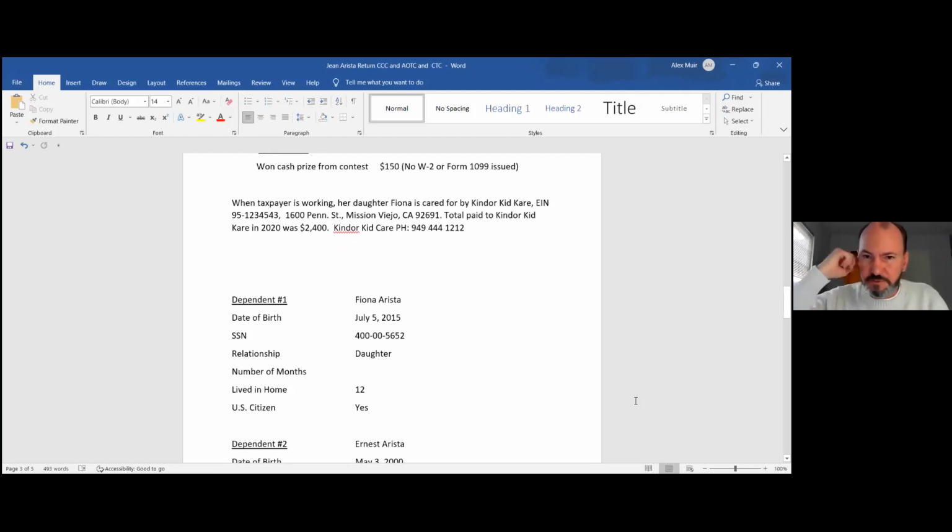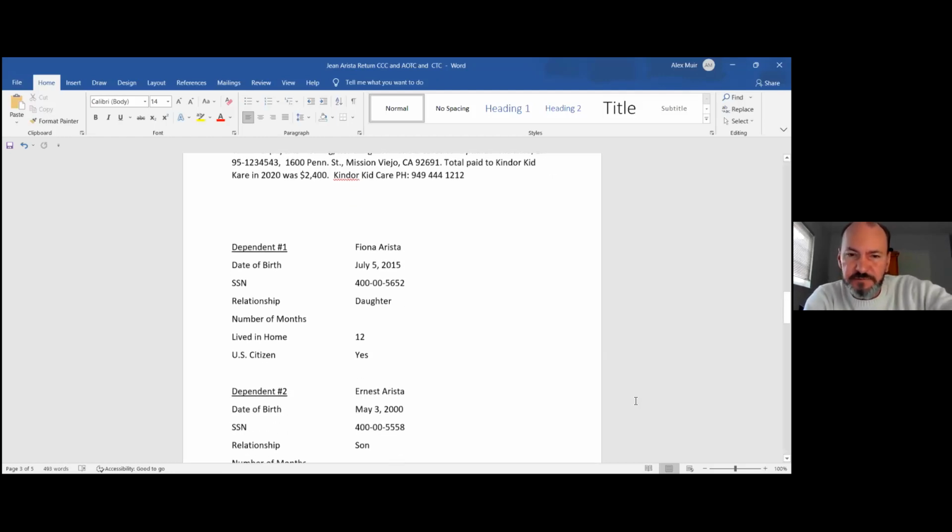Okay, and this particular taxpayer has a daughter, a minor child, approximately 5-6 years old. And the taxpayer drops off the daughter at a care facility, of course, while the taxpayer is at work. And so this is part of that child and dependent care expense credit. And you'll see that she paid a total of $2,400 for the year.